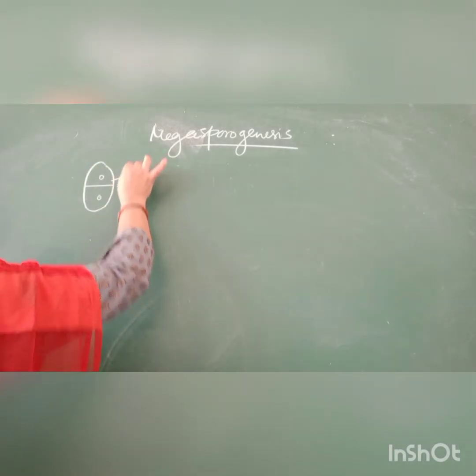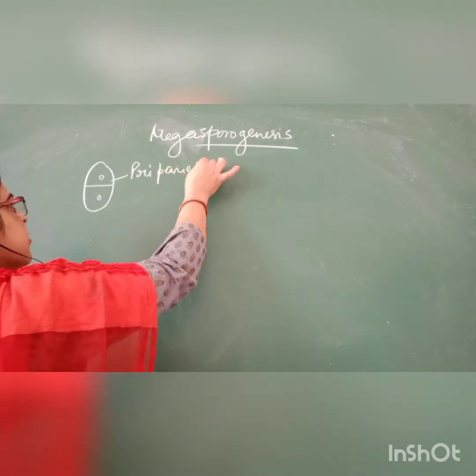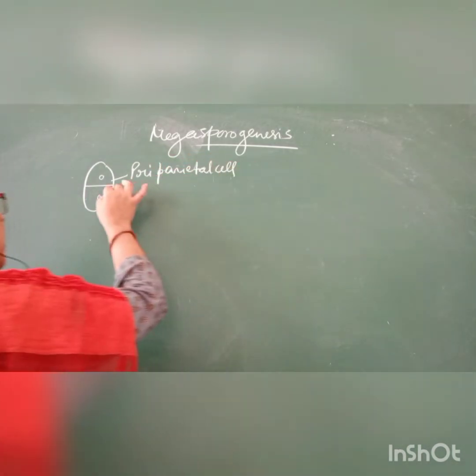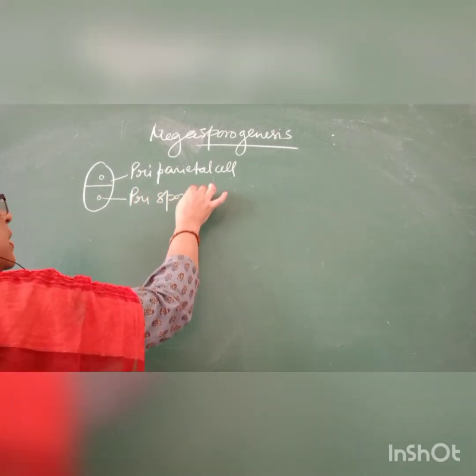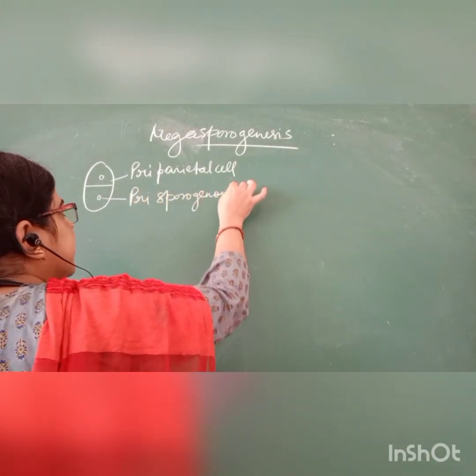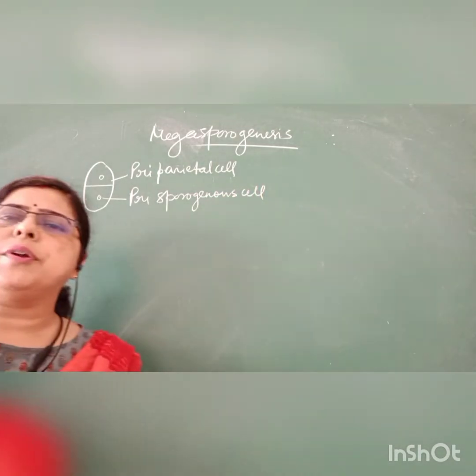This particular cell is called the primary parietal cell and this particular one is called the primary sporogenous cell. Normally the word parietal we use for the periphery and for the protective layers.